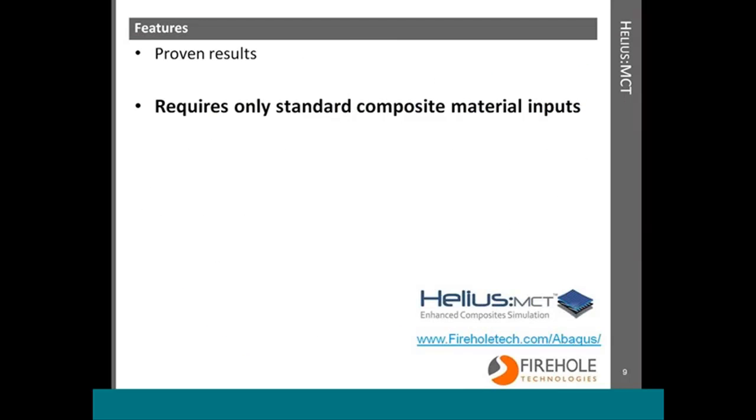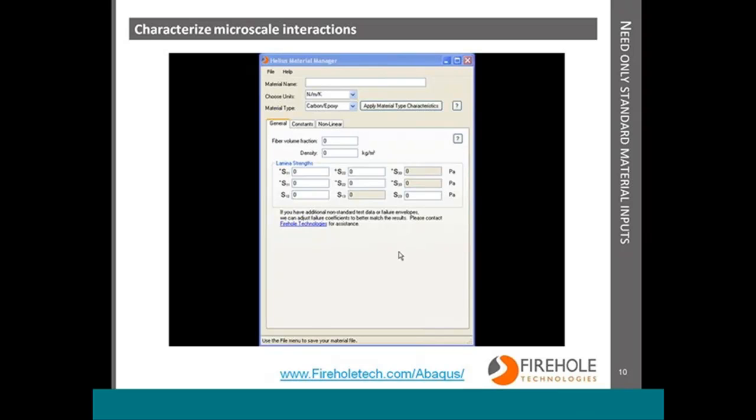The next feature I'm going to talk about is that we only require standard composite material inputs. Of course, if you want to do a multi-scale analysis, you need to know something about the properties at the microscale. Well, that's where Helius Material Manager comes in. It's a standalone desktop application, and it characterizes microscale interactions from standard composite lamina test data and micromechanics. This movie is going to show you how easy it is to use, and typically this process takes 5 minutes or less.